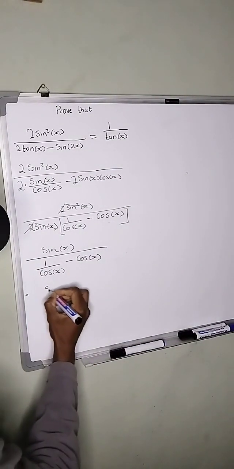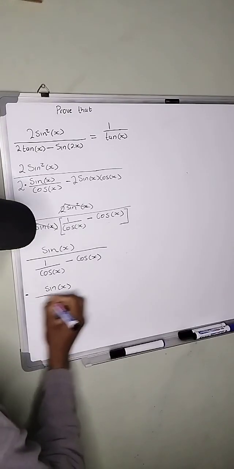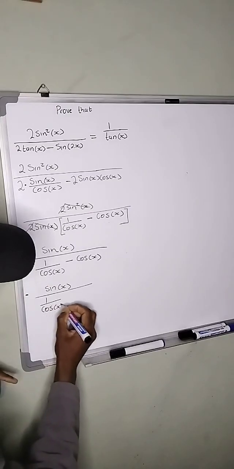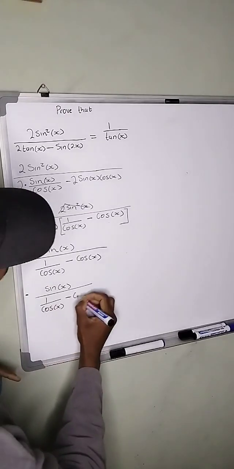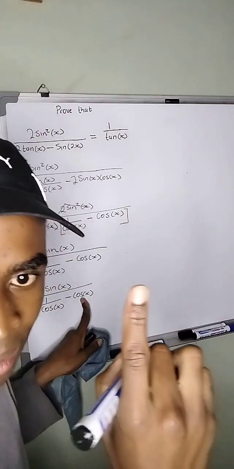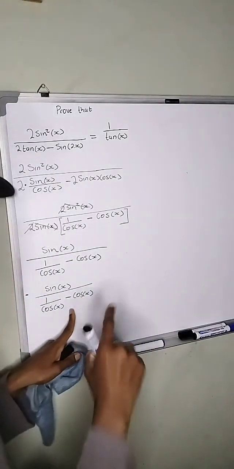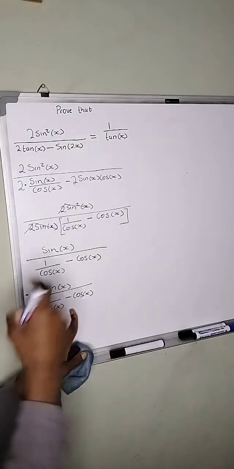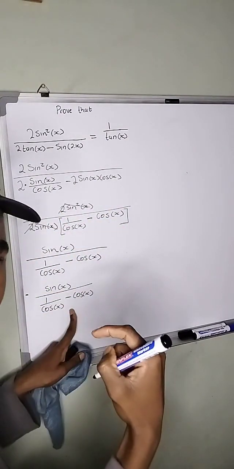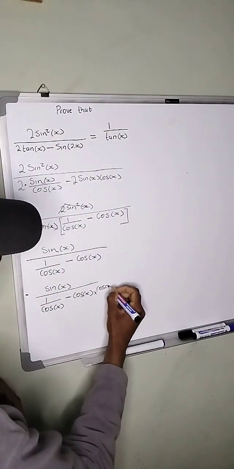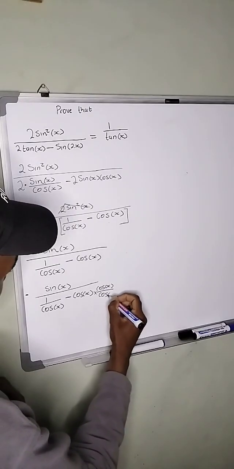So what am I going to do? I'm going to say sine x over 1 over cos x minus cos x. What am I going to multiply this with? 1. I'm going to multiply this with 1, but in such a way that the one I'm going to multiply with is cos x over cos x. So I'm going to multiply this with cos x over cos x.